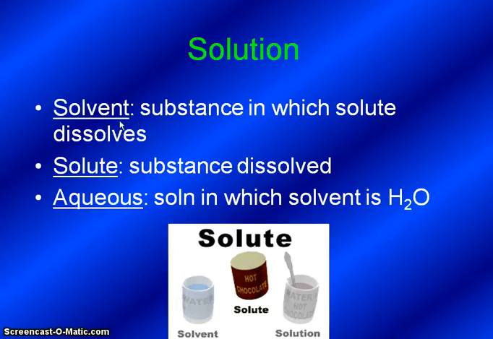So a solution then is made up of a solvent and a solute. The solvent is the substance in which the solute is dissolving into, and then the solute is what is trying to be dissolved. We call it an aqueous solution if the solvent is water.